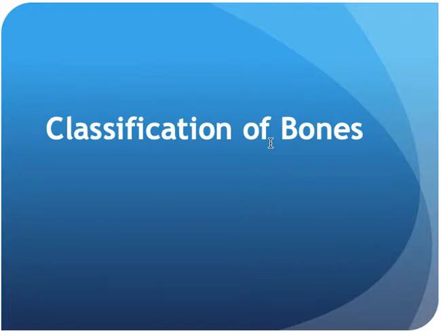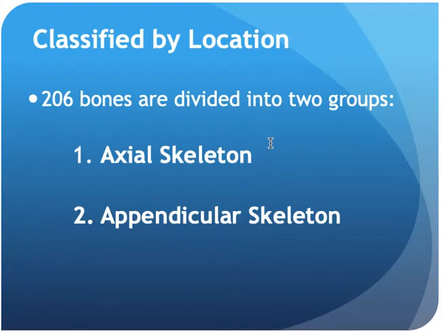So now we move on to classifying our bones. And again, we've already gone through chapter 7, and we went through the joint chapter, and we know that we have different kinds of bones in our body. And now we just want to make sure that we can classify them properly. So there's 206 bones in the body. They're going to be divided into 2 groups. We've already looked at these. We know there's an axial skeleton, and we know that there's an appendicular skeleton.